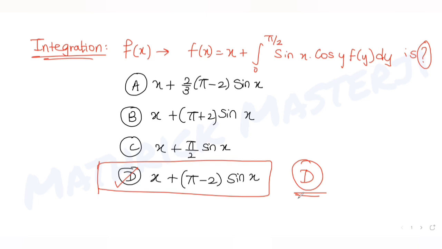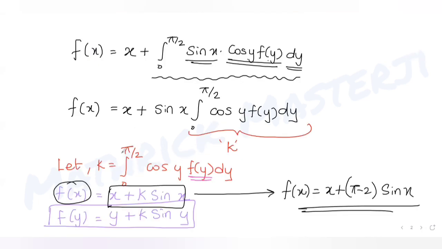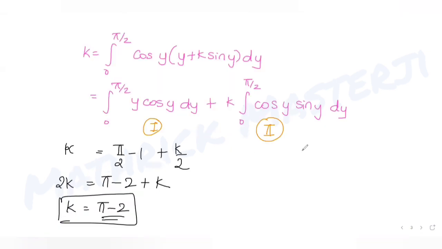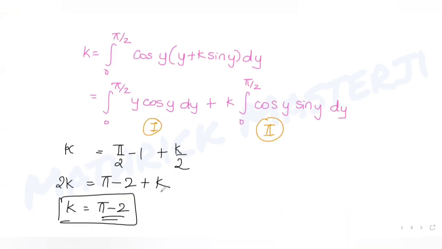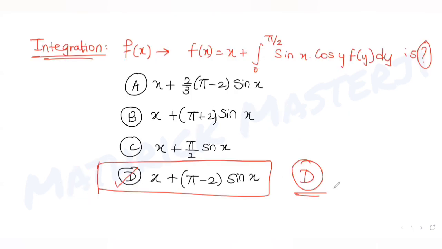I hope you have understood how to solve this type of question, which deals with finding the function's value using the idea of integration. We tried to convert f of x in terms of x plus k sin x. We figured out the value of k by solving these two integrals separately, and I got the value of k as pi minus 2, which I substituted in f of x. That matches with option D. I hope you have understood how to solve this question.